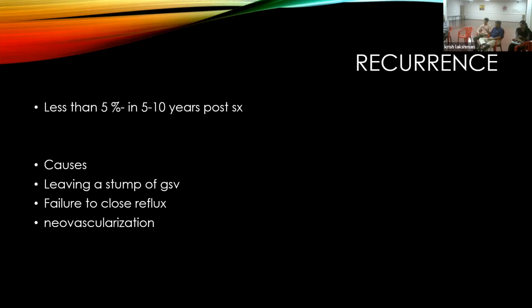Then there are unnamed branches, so that is why the recurrences are between 5 and 10%. 5% in good centers where they do these surgeries on a regular basis, 10% maybe in other places where they do it occasionally. So expertise is very important. Okay.